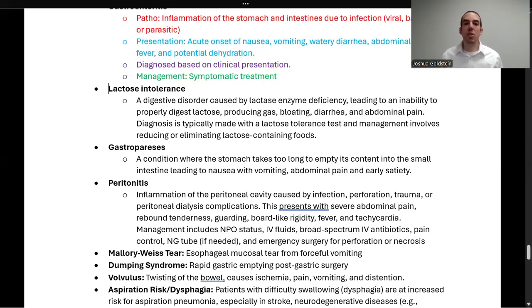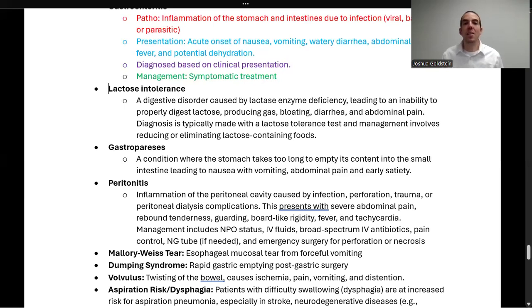Gastroparesis, in case you hear that term, is a condition where the stomach takes too long to empty its contents into the small intestine. That can lead to nausea, vomiting, abdominal pain, and early satiety, where the patient eats and after very little food, they're already feeling full because, again, the stomach's not emptying like it's supposed to.